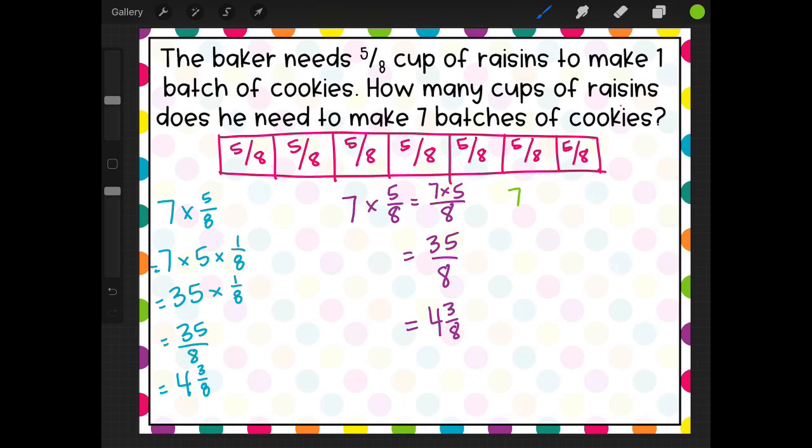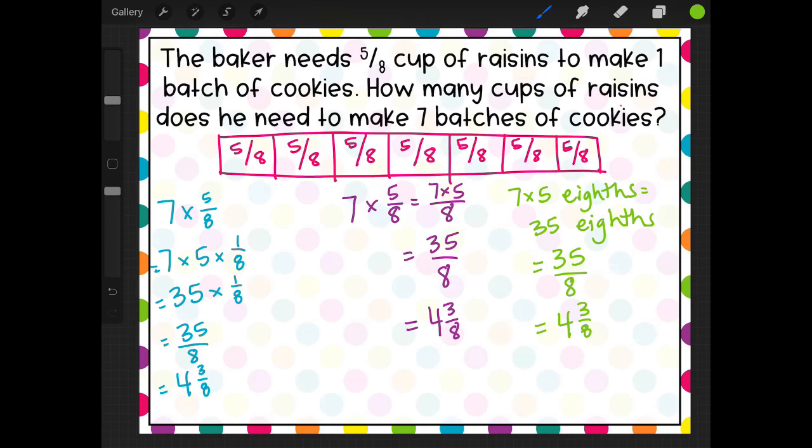And finally, the last one I'm going to show you is another solution. I'm going to do it in green, 7 times 5, but I'm going to write out my units this time, 5/8, and that's equal to 35/8, because remember, 8s are the units that we're working with. So then I can write it again as 35/8, which is equal to 4 and 3/8.